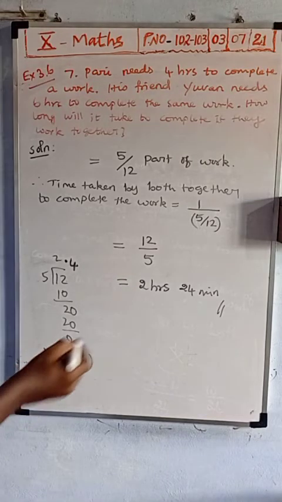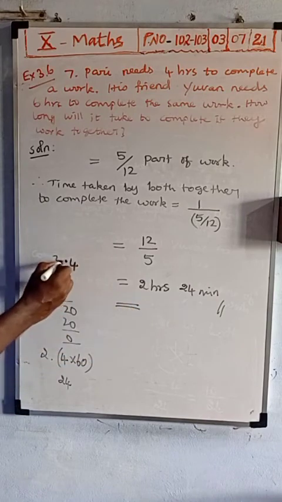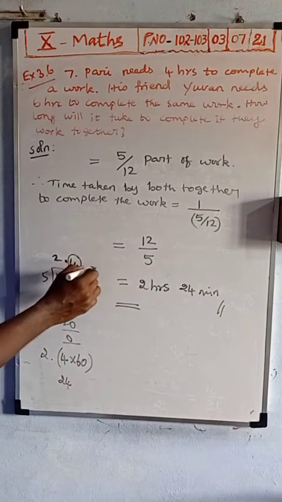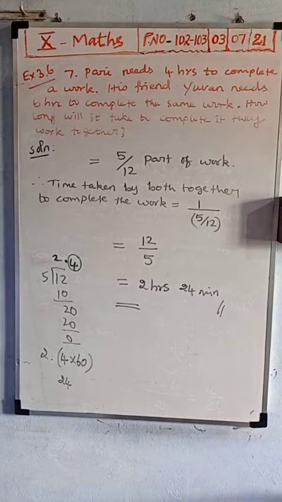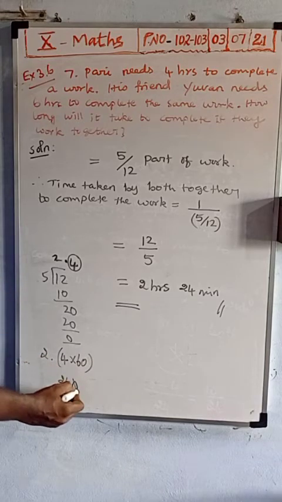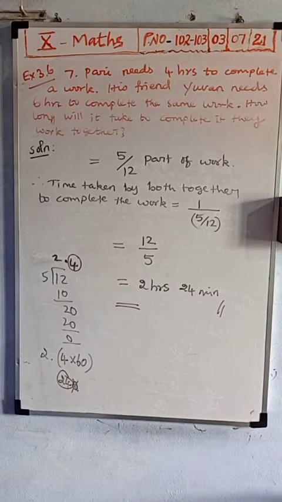That's all. So if anything comes after the point, you should convert it into minutes by multiplying with 60. So 4 6s are 24, the 0 you should not consider, then it means 24 minutes. That's all.